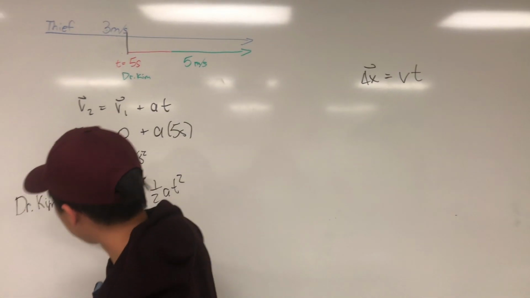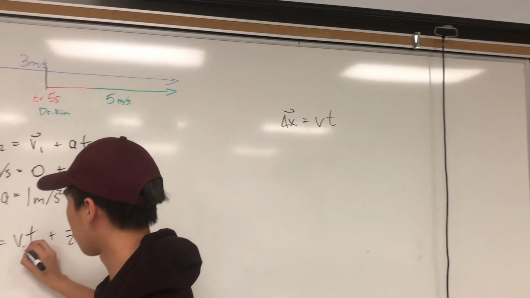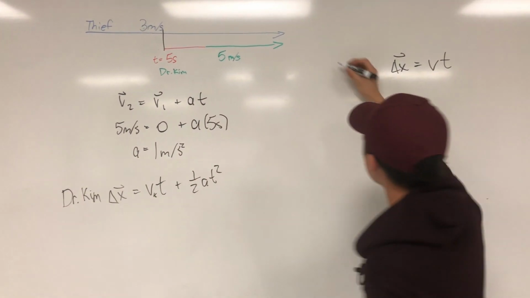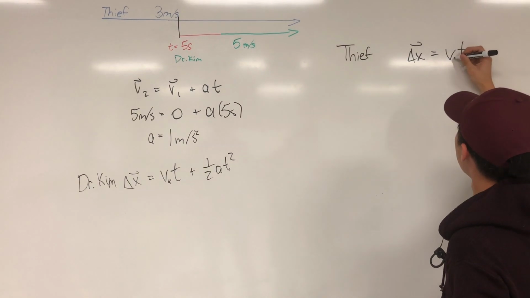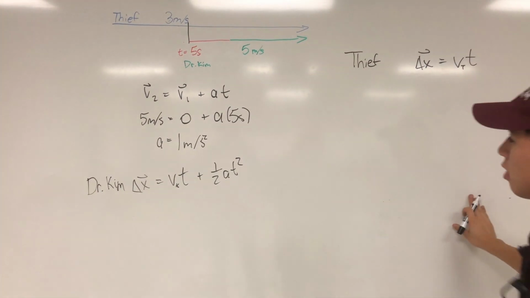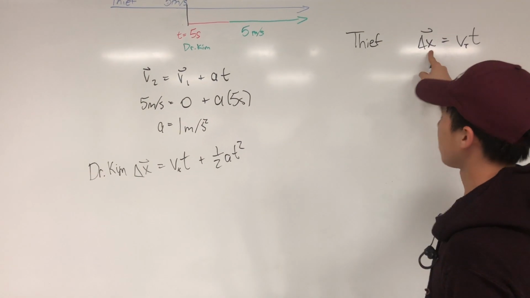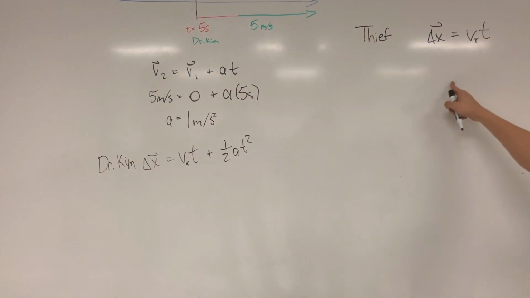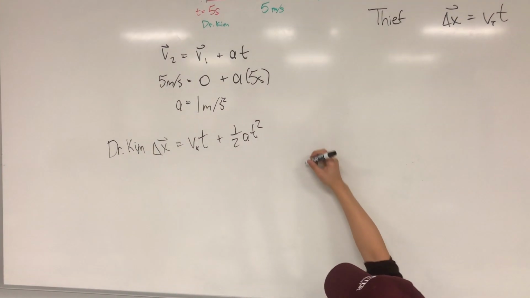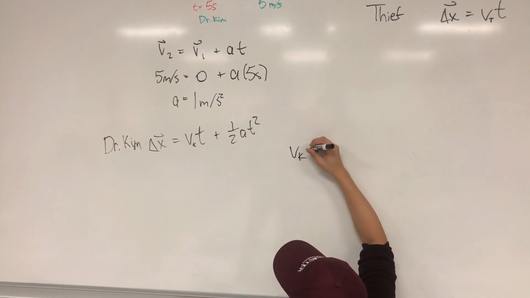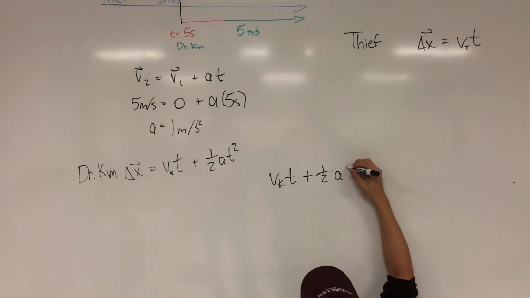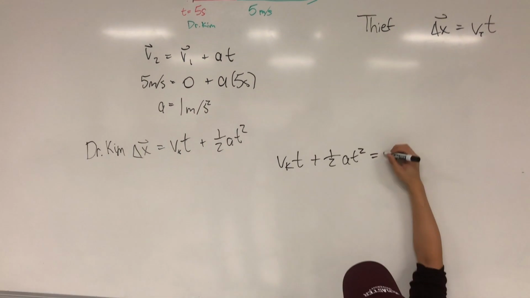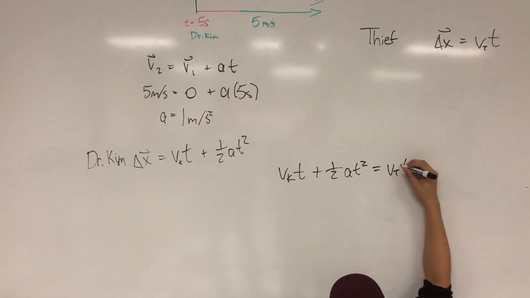And to make things simpler, we will use velocity subscript k. And this one is a thief, and so we will use subscript t. So we can solve for the time, since the delta x between both of them will be equal. The equation will look like vk times time plus 1/2 acceleration times time squared equals vt times t.